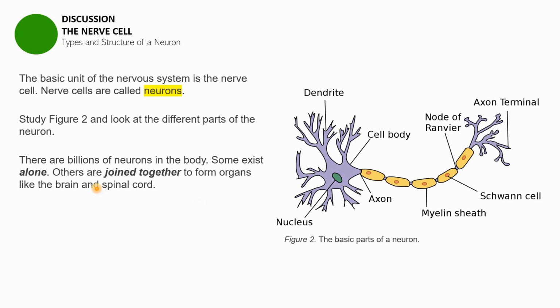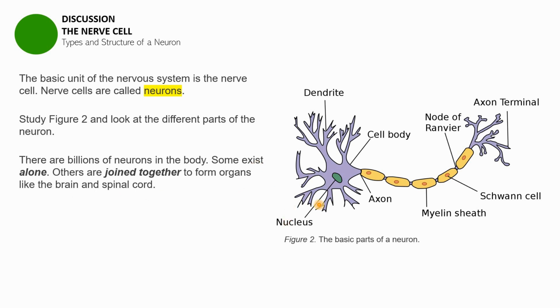Other neurons naman, they are joined together to form organs, like for instance, the brain and the spinal cord. So yeah, I hope I made it clear that neurons could be alone. They can also be bundled to form nervous system organs such as the brain and the spinal cord.